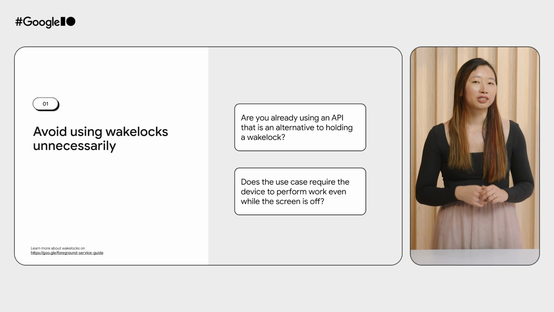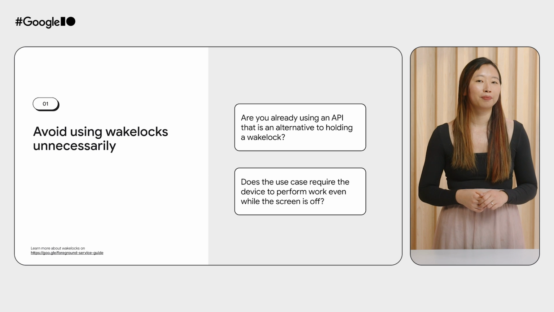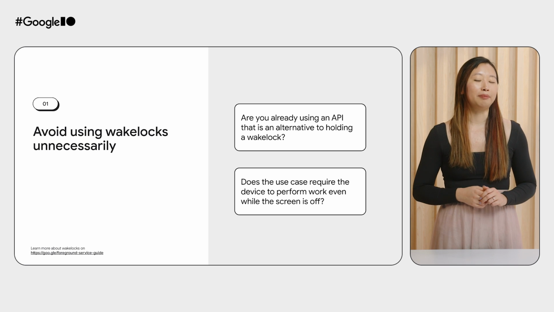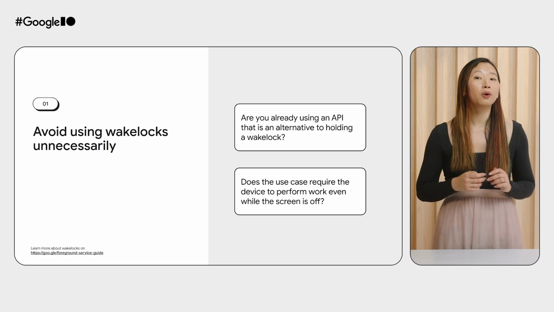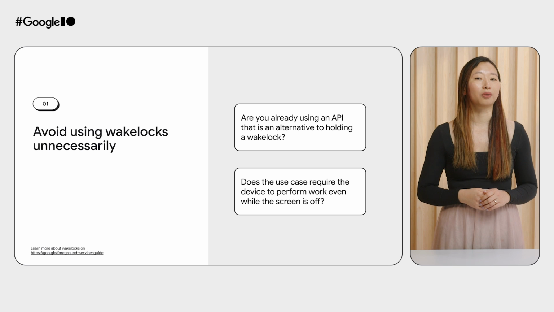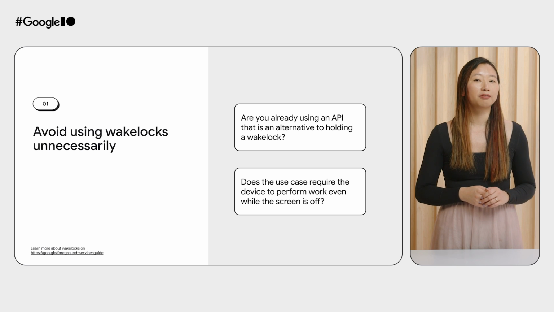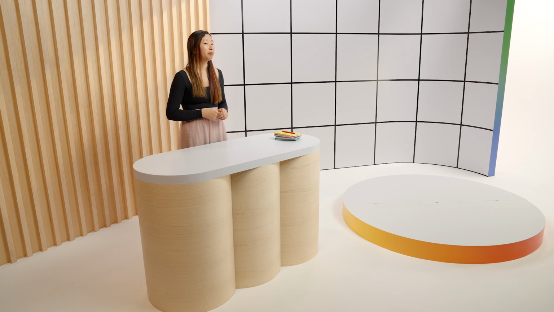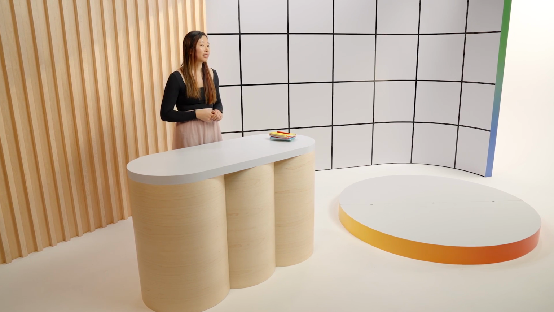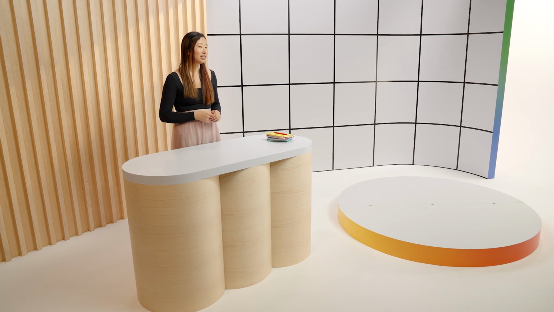Here are some questions to consider when using a wake lock. Are you already using an API that is an alternative to holding a wake lock? For example, if you're using WorkManager, Job Scheduler, or ExoPlayer, you do not need to acquire a wake lock. Does the use case require the device to perform even when the screen is off? If you only need to do something periodically and while the device is awake, a wake lock is not necessary.